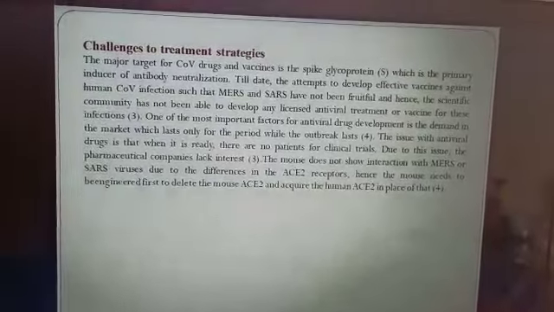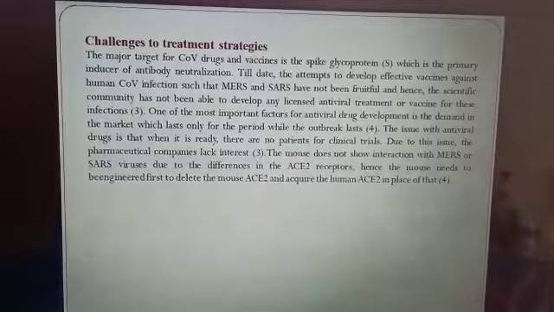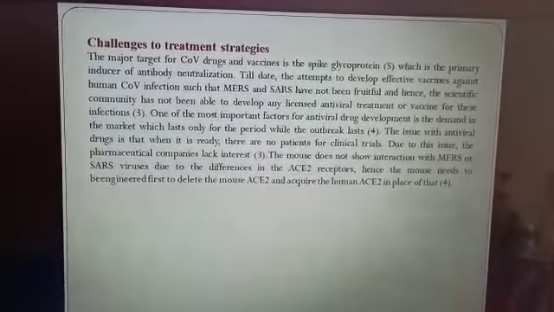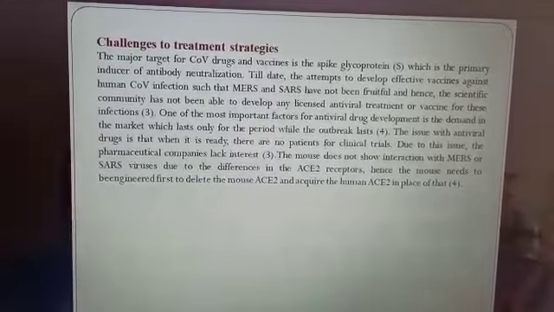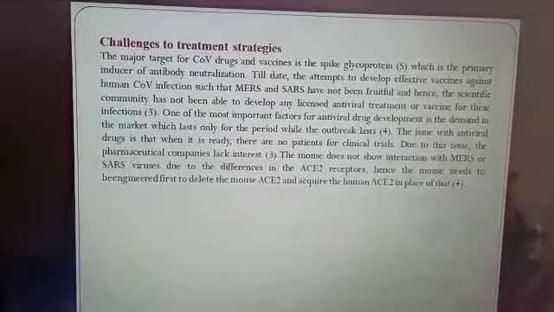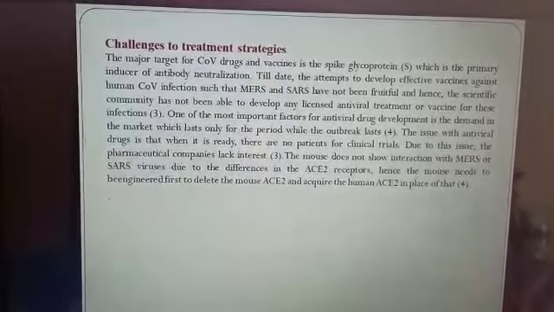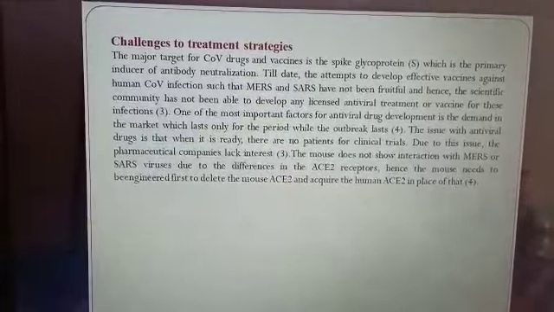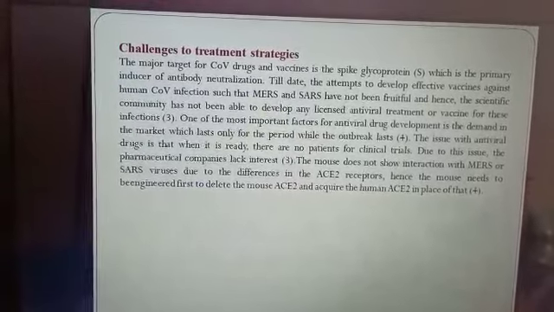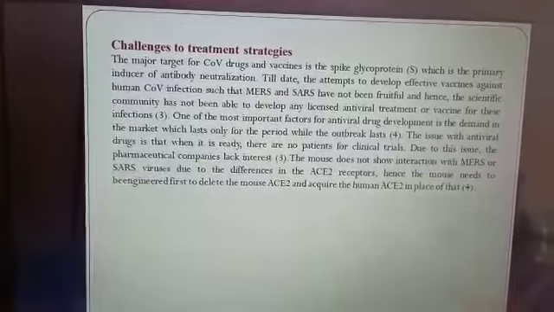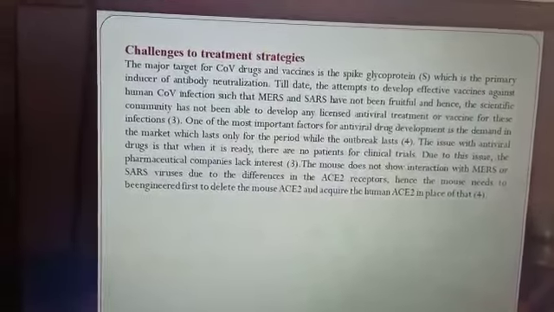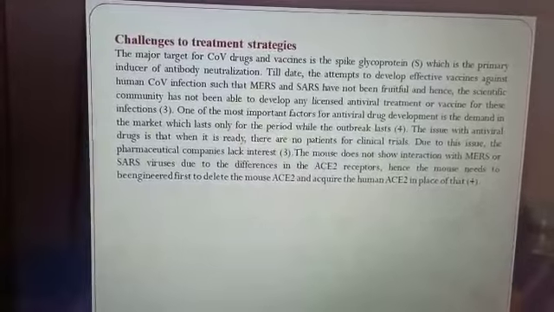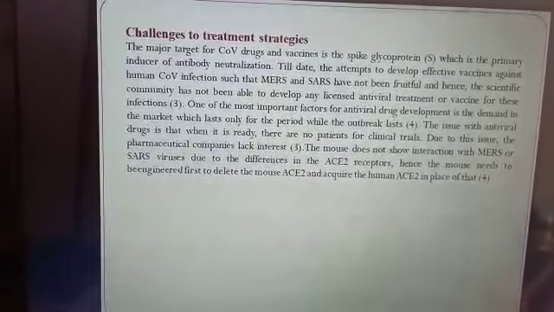Till date, attempts to develop an effective vaccine against human coronavirus infections, such as MERS and SARS, have not been fruitful, and hence the scientific community has not been able to develop any licensed antiviral treatment or vaccine for these infections. One of the most important factors for antiviral drug development is the demand in the market, which lasts only for the period while the outbreak lasts.